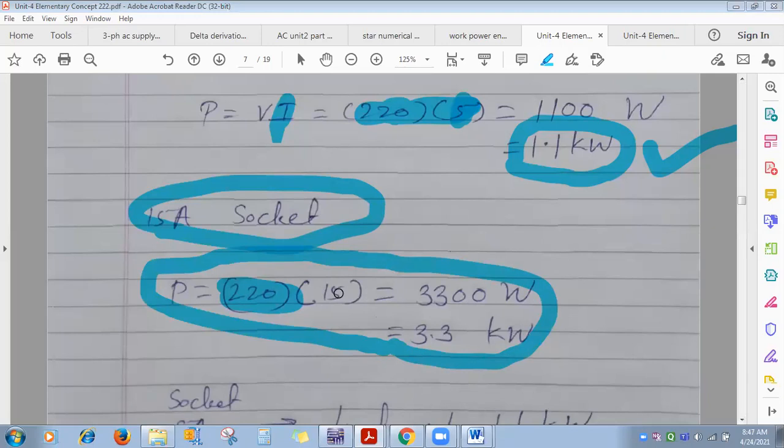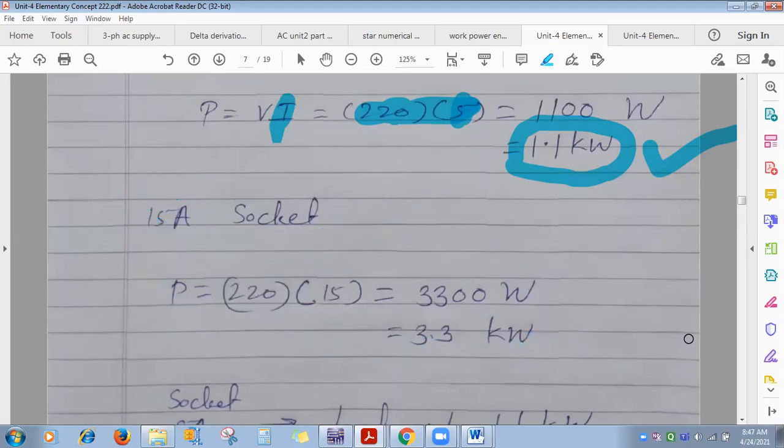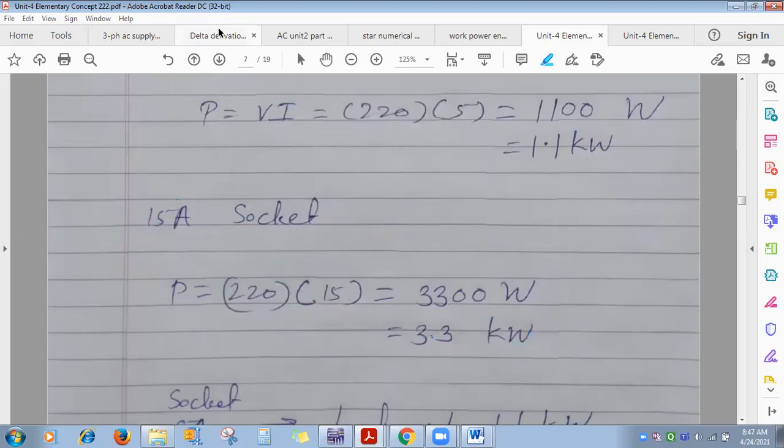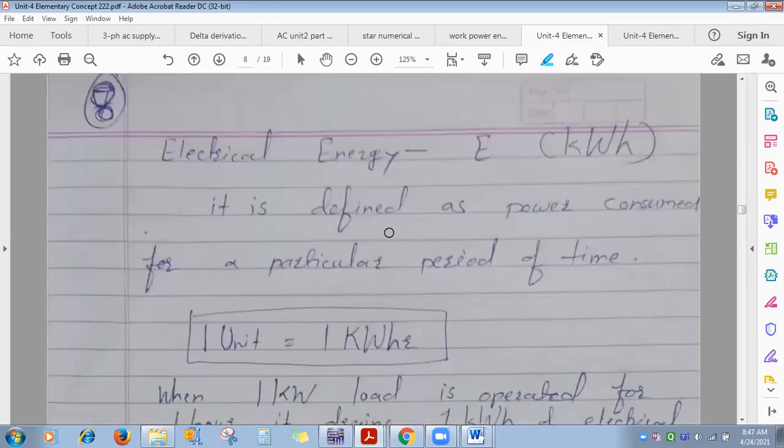Here 15 ampere is the current rating. So 220 volt into 15 ampere, that is a socket with 15 ampere current rating. How much load can you connect? Up to a power rating of 3.3 kilowatt, not beyond this. Otherwise the wires will burn. So here I have written how much load you can connect to the socket.